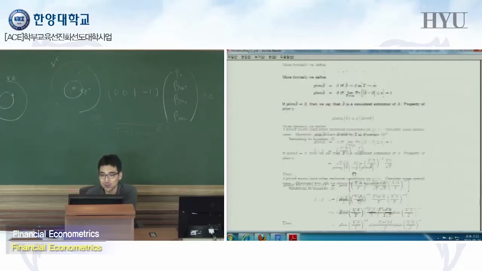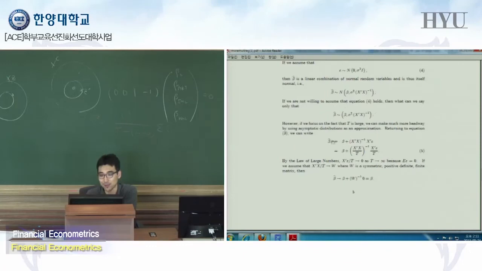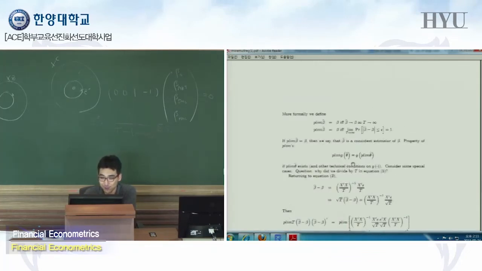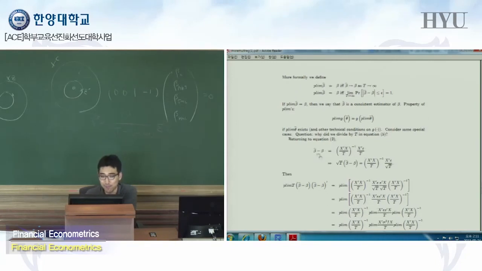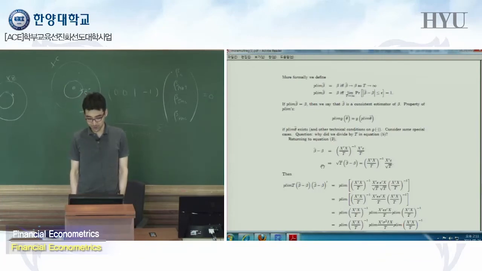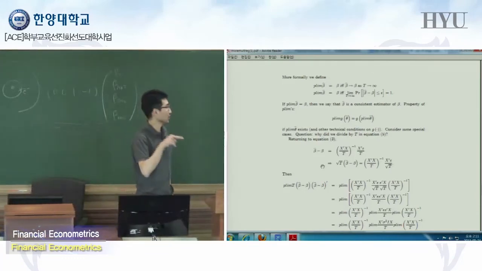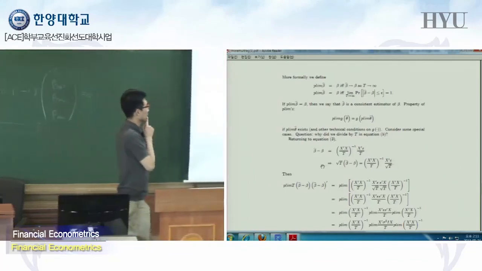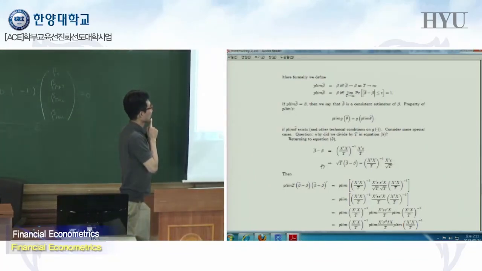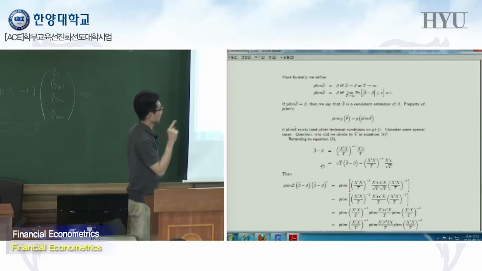Now, returning to equation 3. Equation 3 is this one: beta hat equals beta plus x prime x inverse x prime epsilon, and we divide and multiply by T this way. From equation 3, beta hat minus beta equals x prime x over T inverse times x prime epsilon over T. Next, let's multiply root T on each side. Then we have root T times beta hat minus beta equals x prime x over T inverse times x prime epsilon over root T.